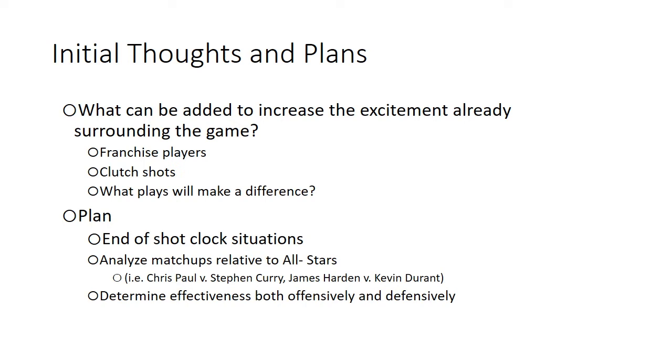So that's what led me to the late in the shot clock situations, because they're kind of mini end-of-game situations, and that's what everyone loves about the NBA. So I knew I wanted to analyze the matchups at the end of the shot clock relative to the all-stars: Chris Paul, Steph Curry, James Harden, Kevin Durant, and then determine the effectiveness of the players offensively and defensively.